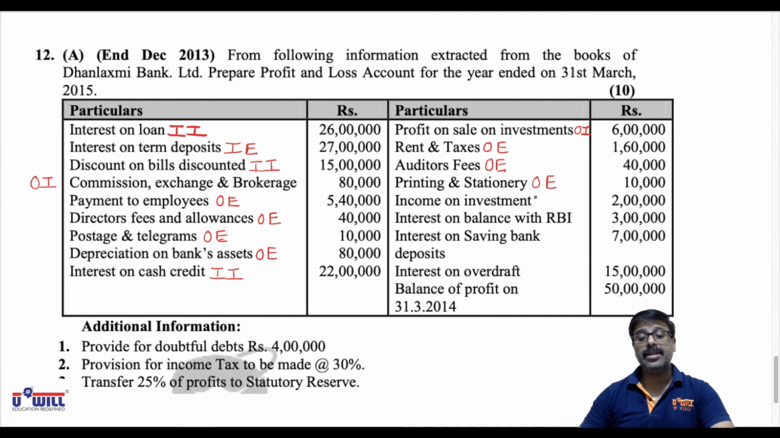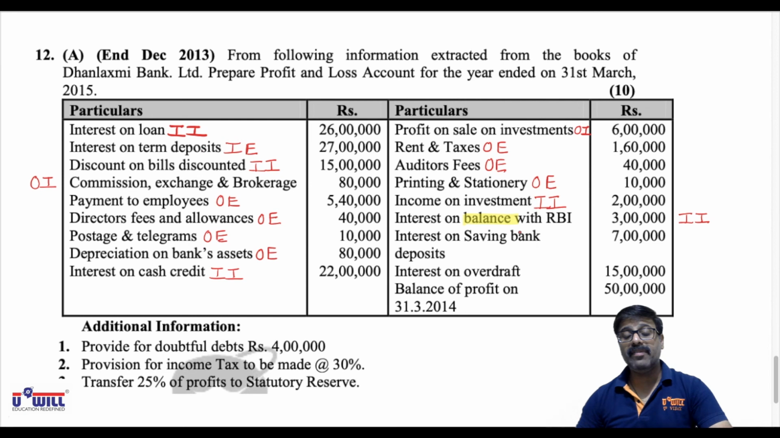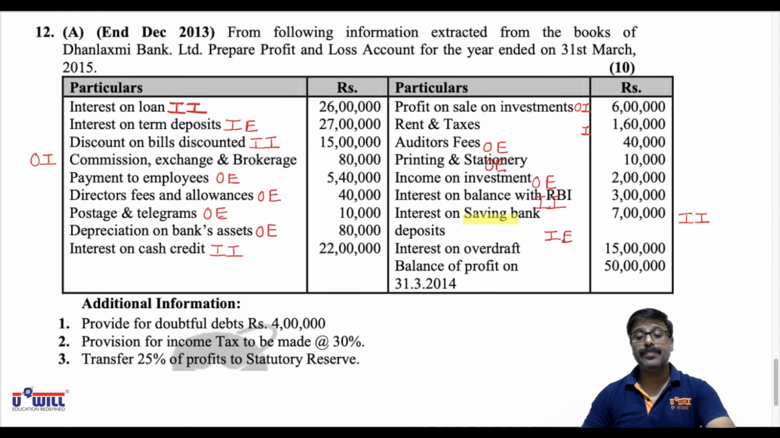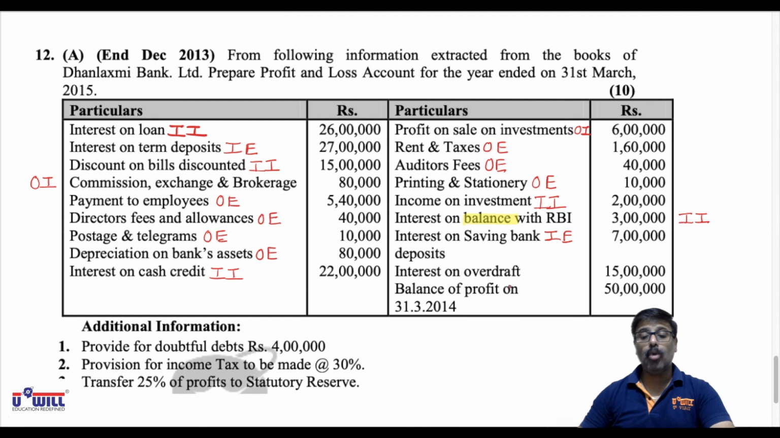Income on investment, interest income. Interest on balances, again I told you, the word balance is used with RBI, so that will be interest income. If they use the word funds or borrowings, then that is an expense. Interest on savings bank deposits. Now this bank has to pay, so interest expense. Then interest on overdraft, that is again an income for the bank. Bank would receive it, so interest income.